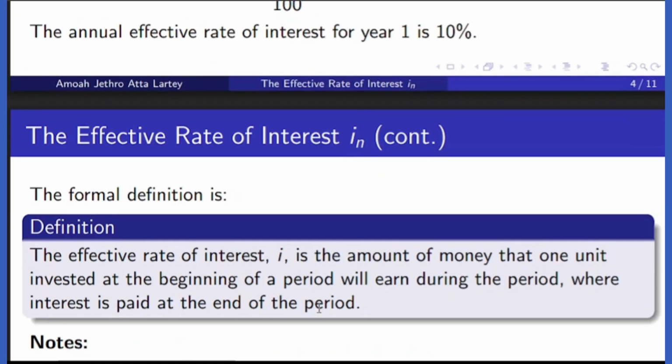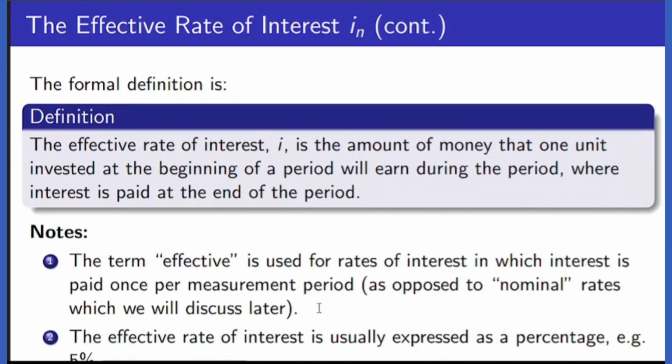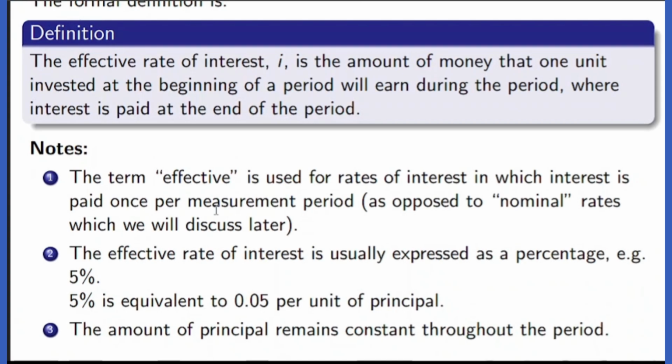Let's go to the formal definition of the effective rate of interest. It says the effective rate of interest is the amount of money that one unit invested at the beginning of a period will earn during the period, where interest is paid at the end of the period.